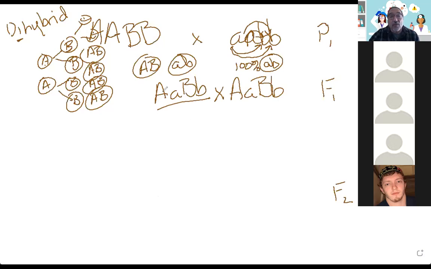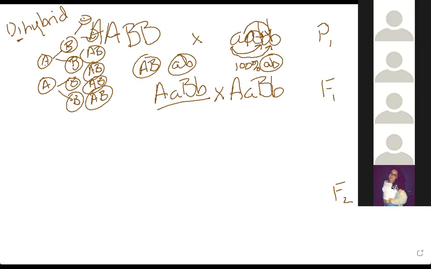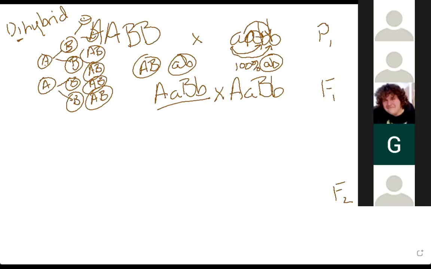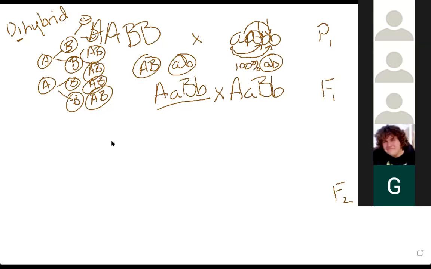So let's think about it. What gametes can each of these heterozygotes produce? So anybody have a sense? I'll go on. Don't make me call on people. Rose, what do you think? Could you repeat the question? What are the gametes that are produced by these heterozygous individuals?